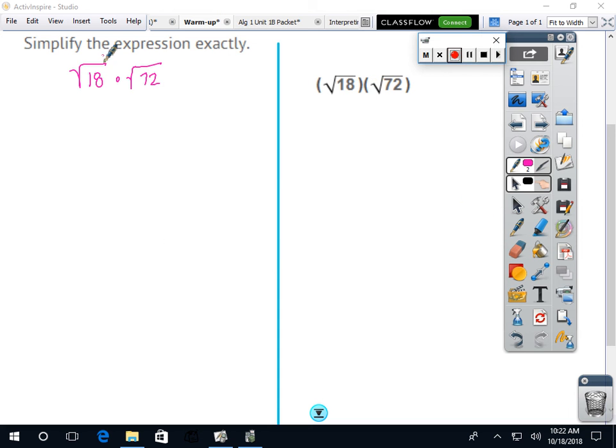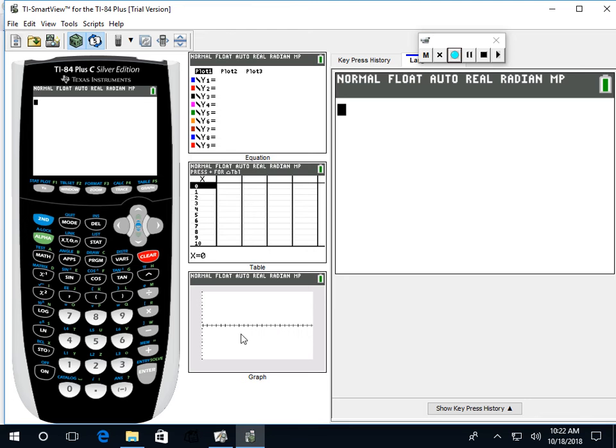Okay, so both of these numbers are inside numbers. They're both up under the radical symbol, so we can multiply them together. 18 times 72 is 1,296, which, yes, if you type that in, you will see that it is a perfect square. It's 36, because 36 times 36 is 1,296.